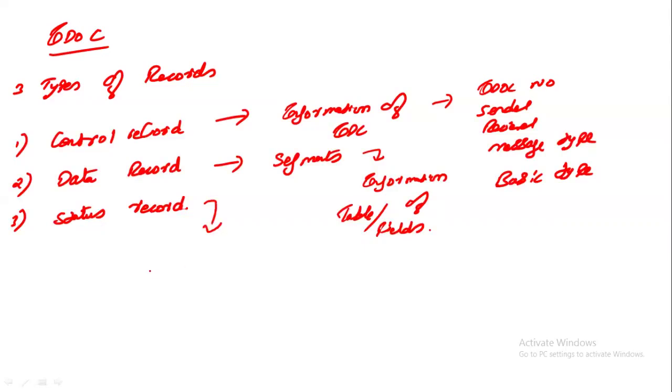The status record is going to store the information in two manners: one is outbound, one is inbound. This status record is going to tell what is the status of the Idoc. Is the Idoc successfully sent or not sent? If it is sent, then it will show in green. If it is not sent, then it will show in red. And it will also give you the reason why it is not sent.